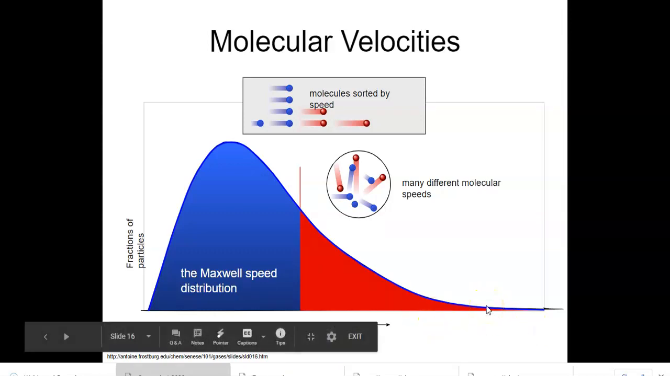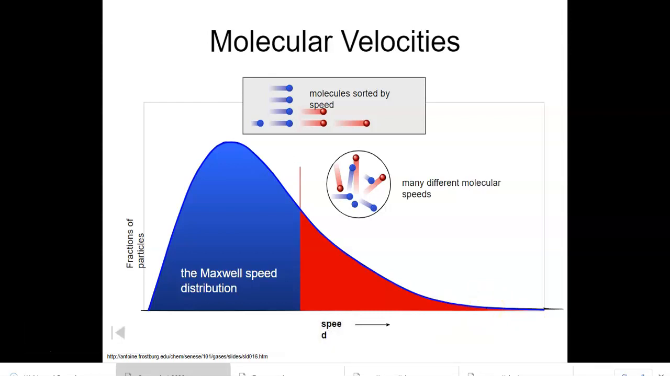Okay, so that's the kinetic molecular theory in a nutshell. Nothing too much to it. We're just seeing how all of these interact.